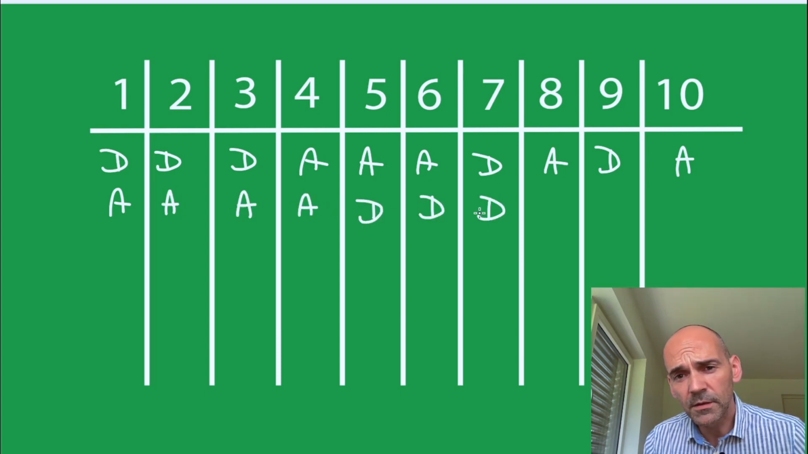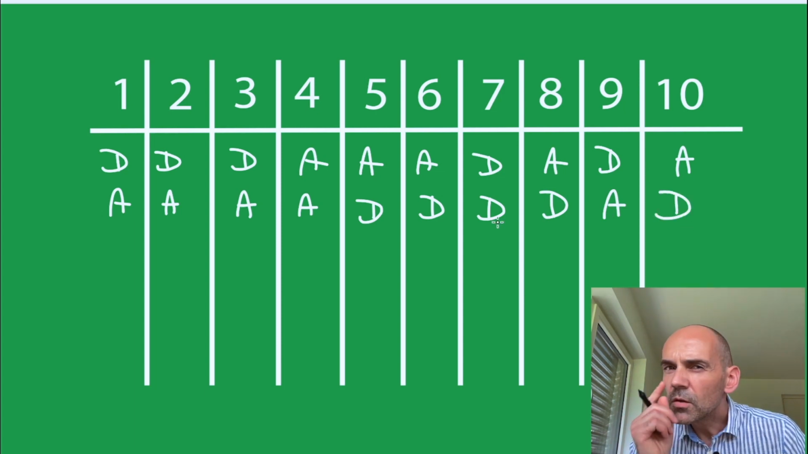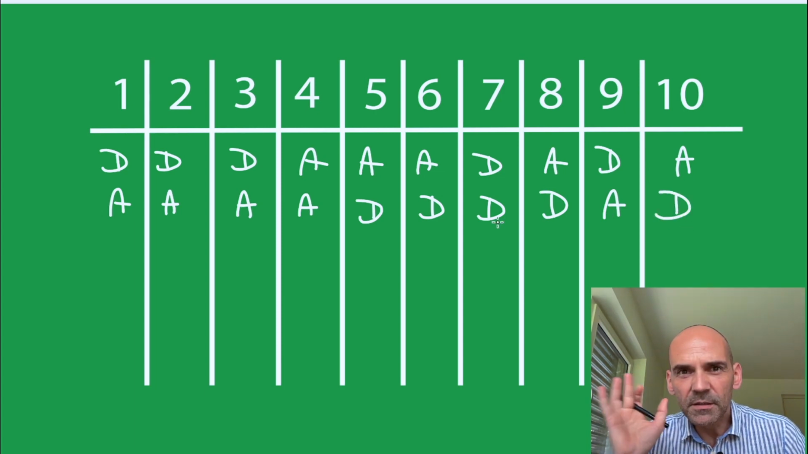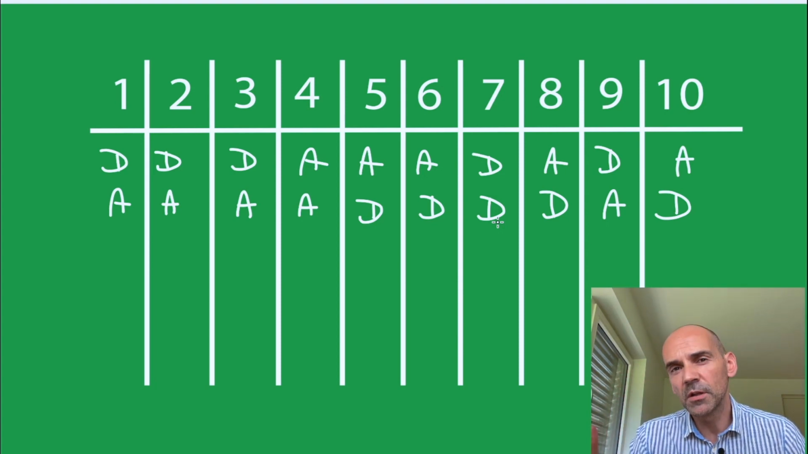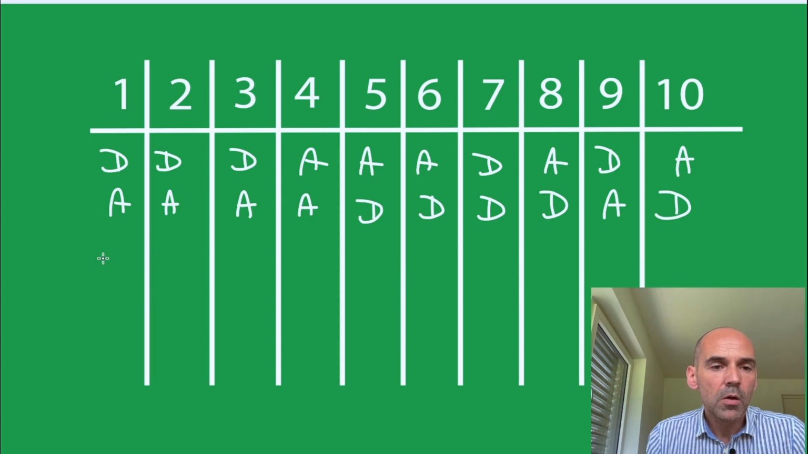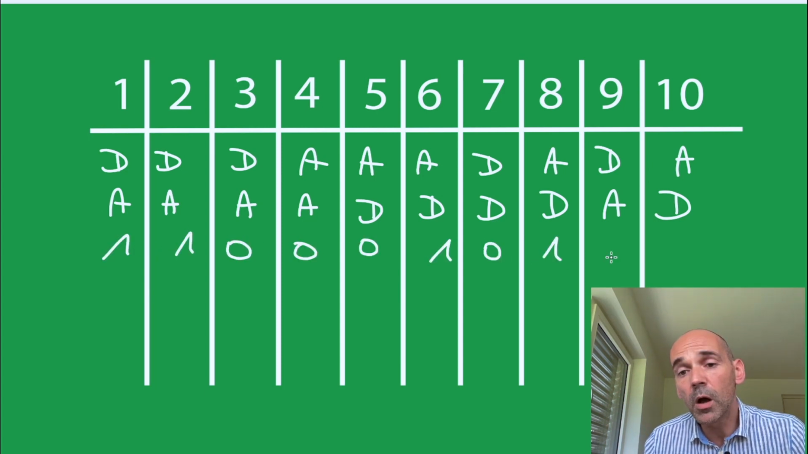Or for example: alive, dead, alive, and dead, and so on. You know what? Let's forget about the A's and the D's and instead use 1 for a live duck and 0 for a dead duck. For example, 1, 1, 0, 0, 0, 1, 0, 1, 1. That's a 0 and 1 sequence.